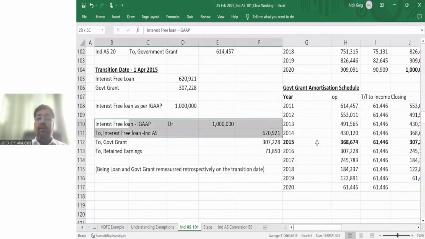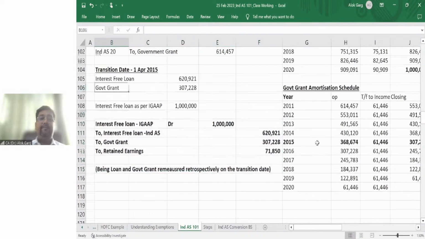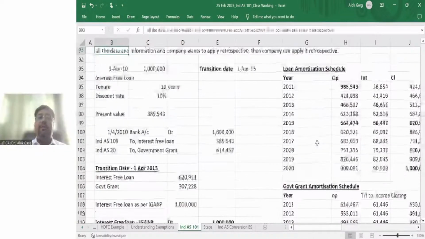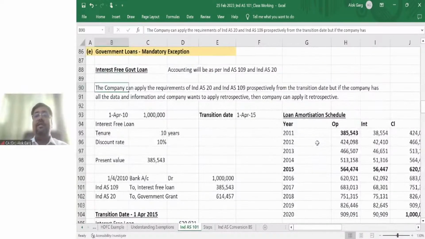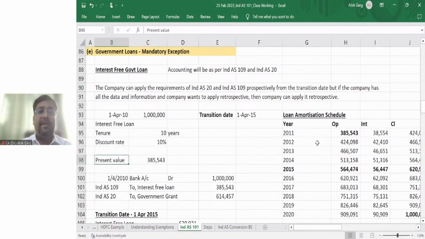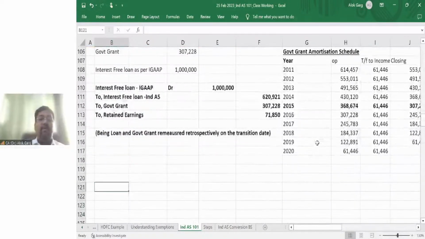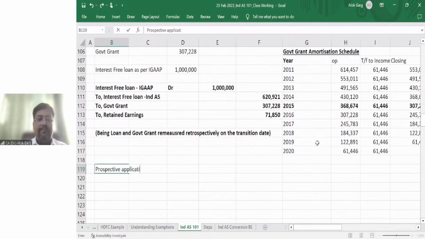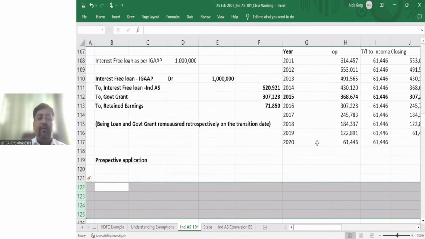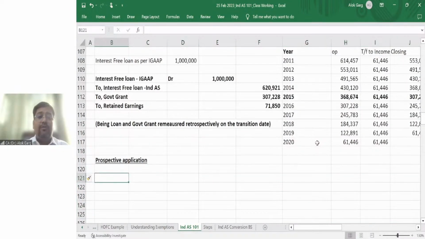Have you understood this accounting entry as per the retrospective application? Sir, what is the prospective application now? Because this is a mandatory exception and Ind AS allows the prospective application. This was the example of retrospective application. Now, let's discuss the prospective application: if we have to apply Ind AS 109 and Ind AS 20 prospectively from the transition date.